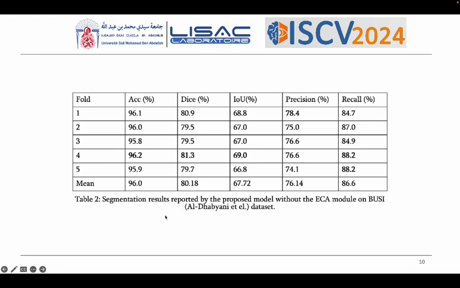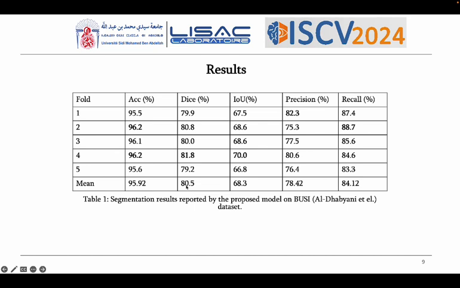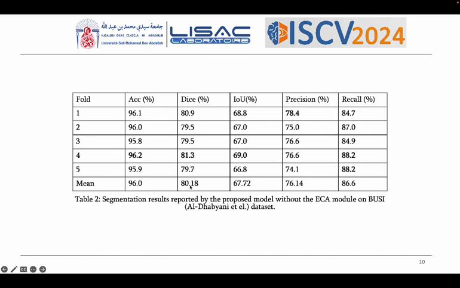In table 2 we have the segmentation results reported by the proposed model, but this time without the SCA module. So this experiment was done to highlight the role of the SCA module. As we can see here, the dice coefficient dropped slightly from 80.5 to 80.18% in terms of dice. So this highlights the importance of the SCA module.